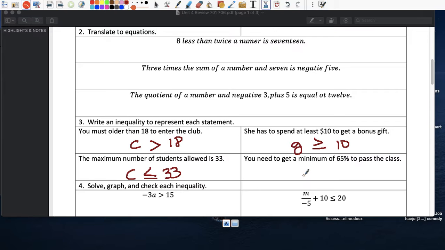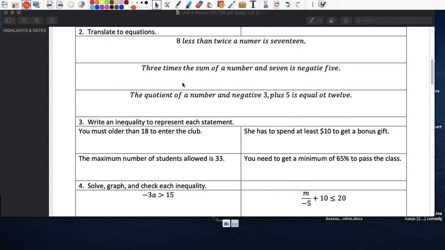You need a minimum of 65 to pass. So P for passing is 65. So if you want to go next year to the following grade, if you get a 65, are you good? Yeah, you are. And if you get something higher than 65, you're also good.